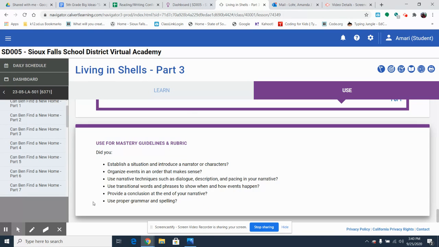And this is the rubric to show you how you're being graded on your writing.